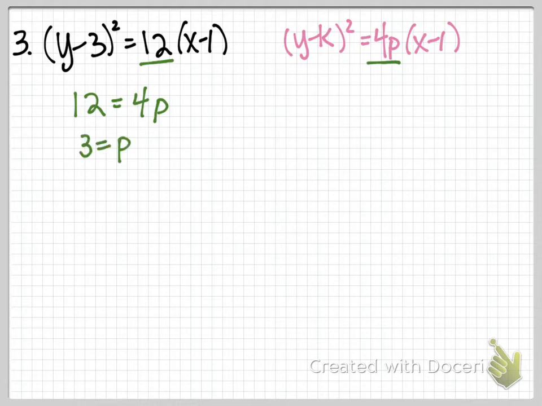Now, the other thing that this tells us is because the y is squared, we have a horizontal parabola. And because p is positive, that tells me that it opens to the right.